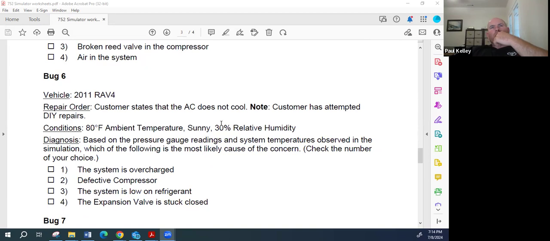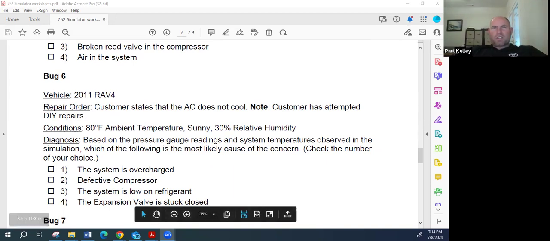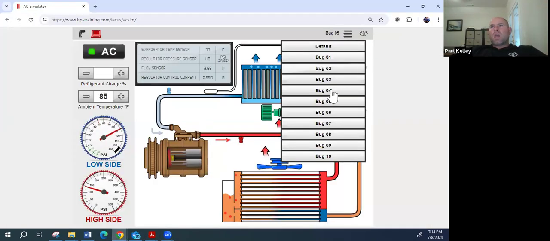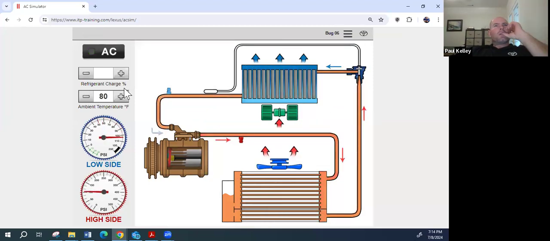Customer states, it's a nice RAV4, AC does not cool. Note, customer has attempted DIY repairs. Yeah, you know the crappy thing is, most of the time the customers aren't going to tell you that. But hey, that was great input. Props to the service advisor. Nice job.